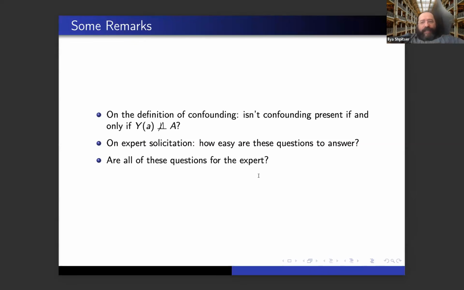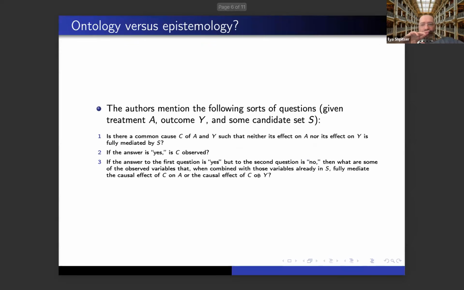The other thing I was going to say is, are these questions actually all for the expert or not? So here is a quote. I think I reproduced it from the paper correctly. This is what the paper claims you end up asking, right? So the first one: is there a common cause C of A and Y such that neither its effect on A nor its effect on Y is fully mediated by some set? So fine. And then the second question is, is this observed? And if the first question is yes and the second is no, what are some other variables, and so on.